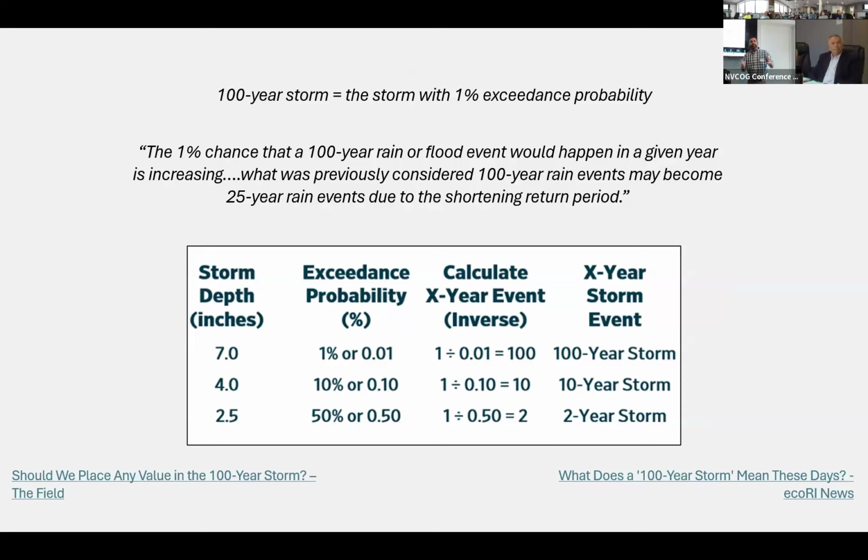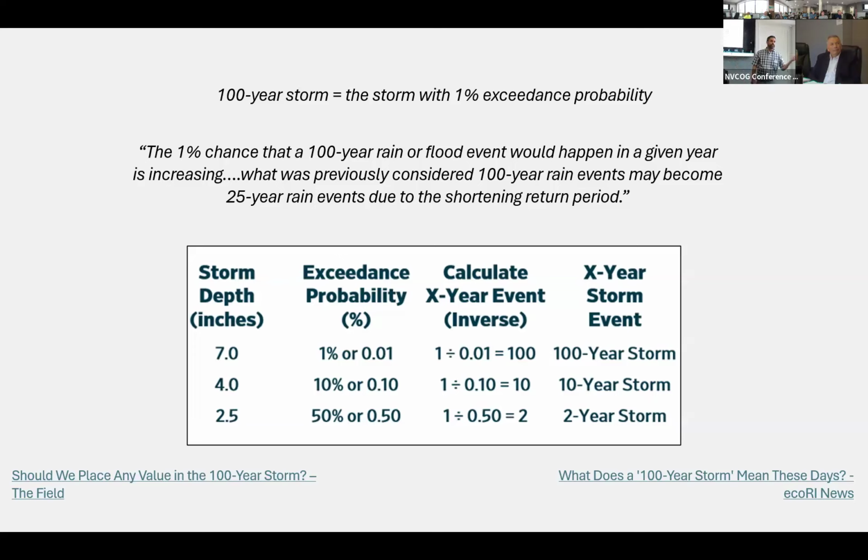And then, of course, there's that common moniker, the 100-year storm, and that really gave a lot of us a misconception that if it happened last year, we're good for the next 100. That is absolutely not the case. It never was the case. It really translates into the storm with a 1% exceedance probability.